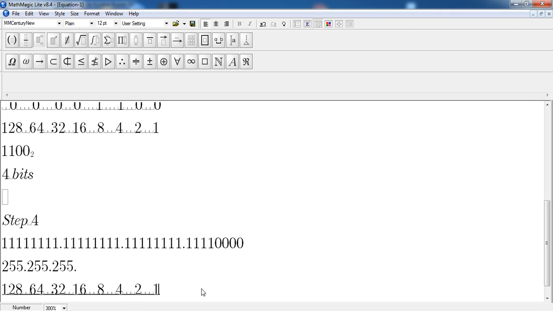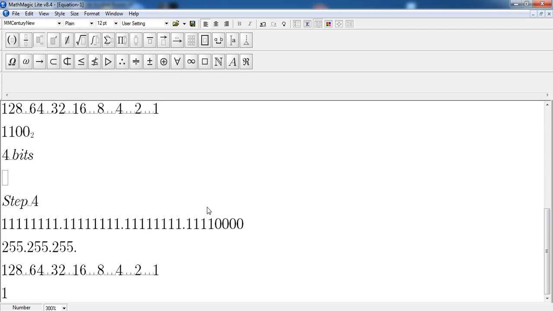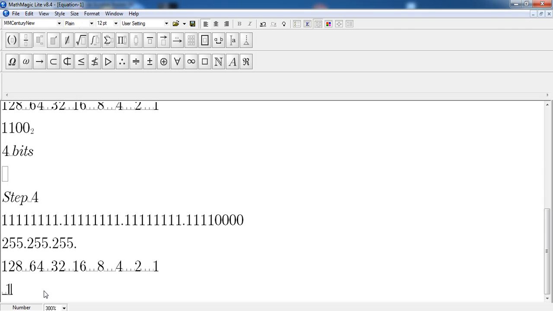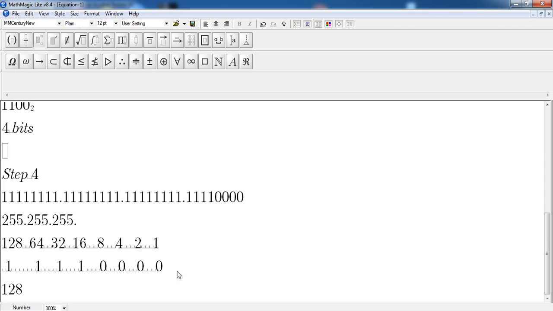Well, there are many ways to convert binary to decimal, decimal to binary. What I'm trying to do is using continuous addition. Okay? So we have ones for 128, 64, 32, and 16, and zeros for 8, 4, 2, and 1. So that would mean I have 128 plus 64 plus 32 plus 16.